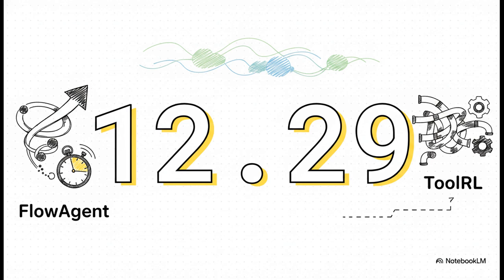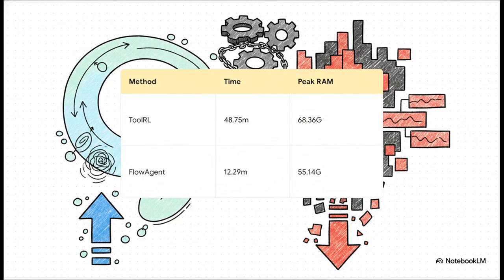FlowAgent trains in just 12.29 minutes, whereas the reinforcement learning baseline, ToolRL, requires a sluggish 48.75 minutes just to reach optimization. This massive efficiency boost happens because FlowAgent entirely skips the huge simulation overhead required by discrete policy optimization. ToolRL eats up over 68 gigabytes of average peak memory across 3 GPUs, compared to FlowAgent's 55 gigs.